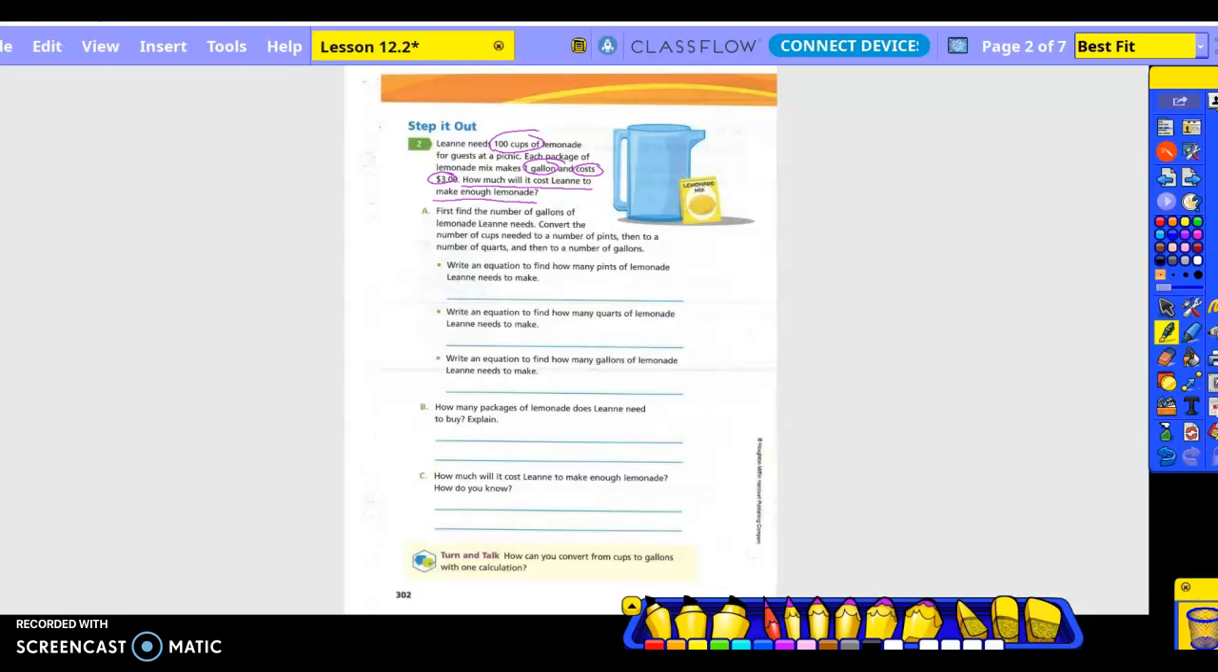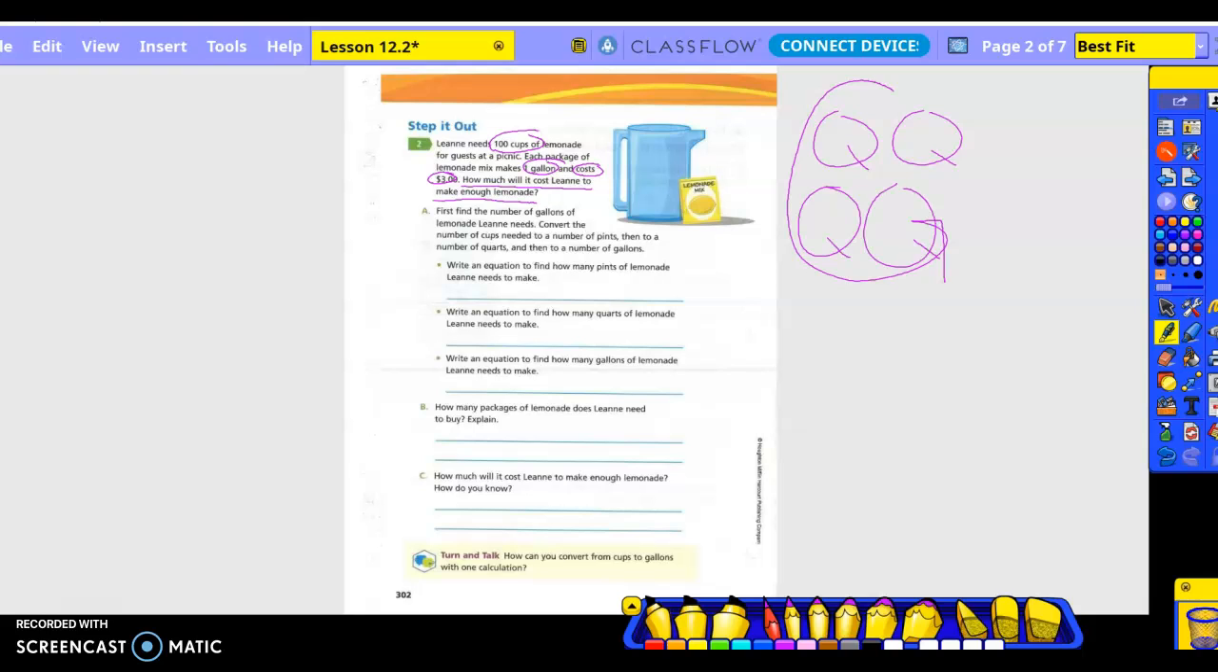First, find the number of gallons of lemonade Leanne needs. Convert the number of cups needed to a number of pints, then to a number of quarts, and then to a number of gallons. Okay, so what would we use for conversions to help us with this? The big gallon G, right? So on your paper, you're going to draw the big gallon G. How many quarts are in a gallon? 4, right?